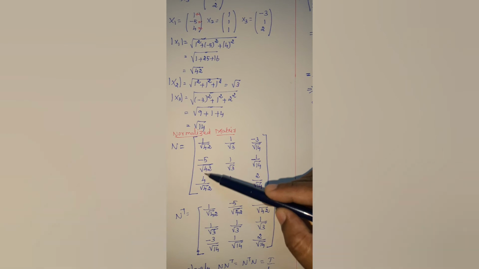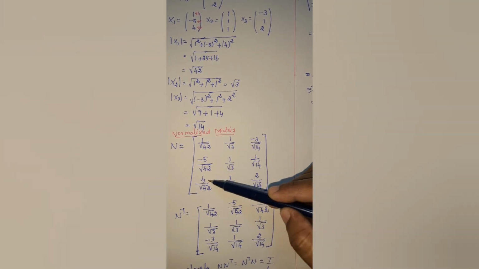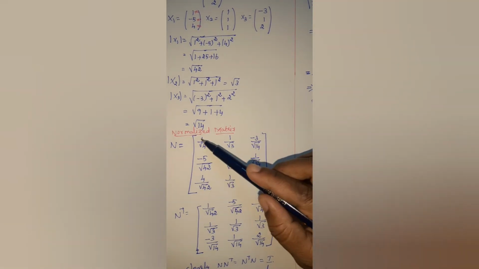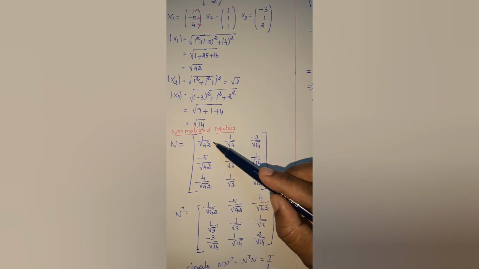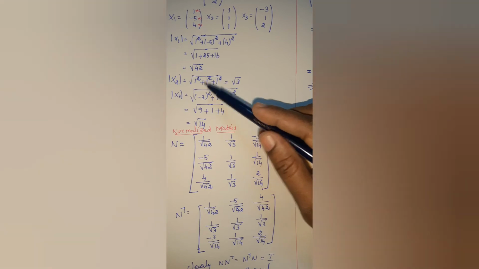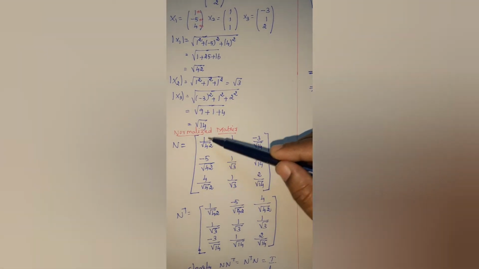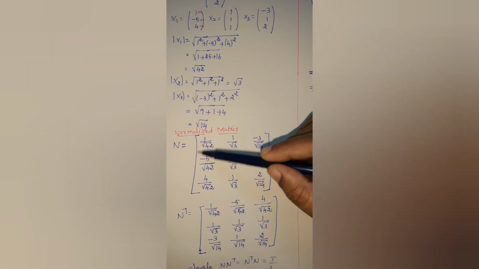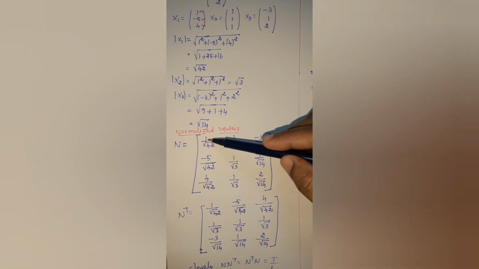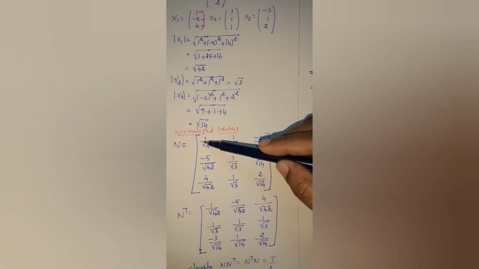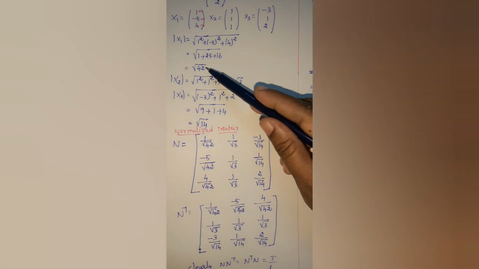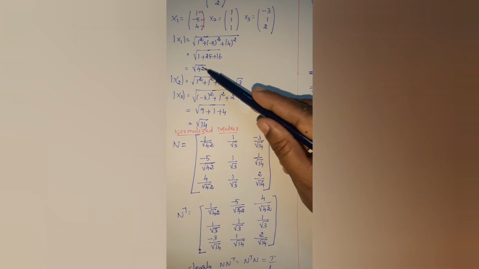You enter the first column of the normalized matrix from x1, right? So 1, minus 5, 4, and you divide the first column entries throughout by modulus x1. Do you understand? Once again I repeat, the normalized matrix's first column is your first characteristic vector 1, minus 5, 4, divided by modulus x1, right? Modulus x1 is root 42.